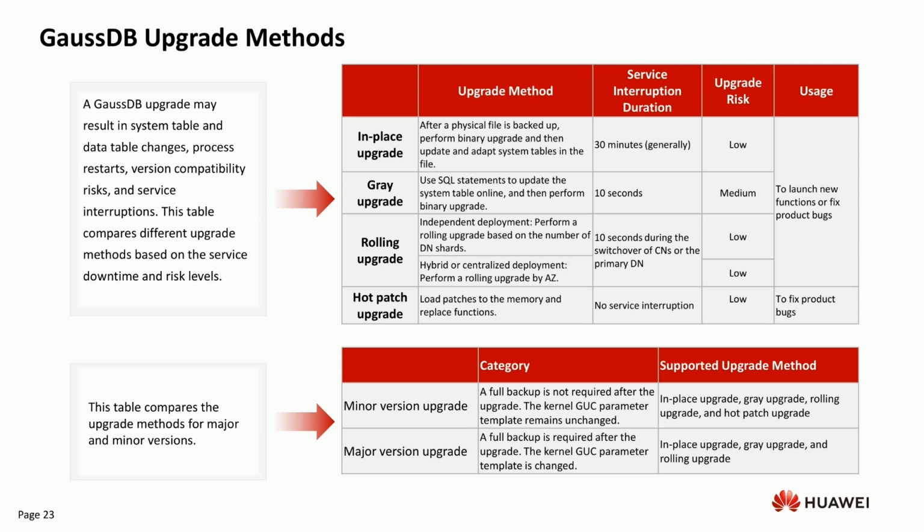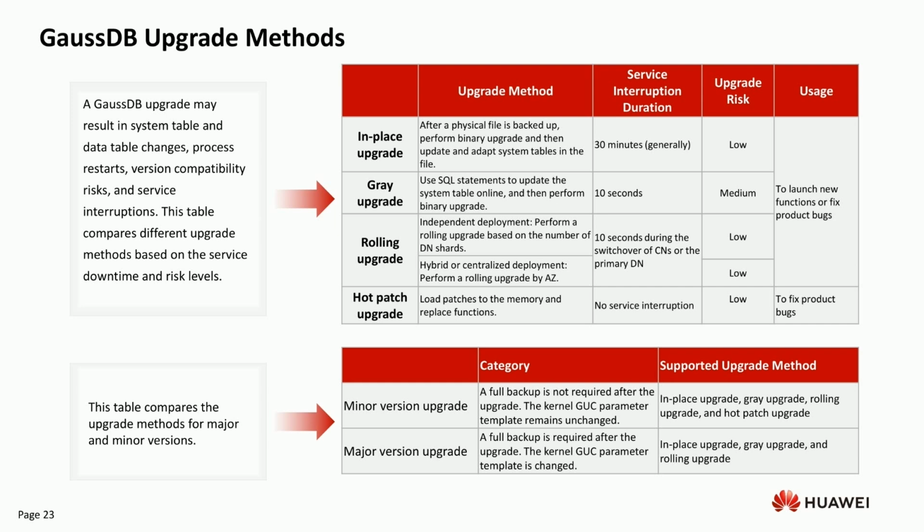For rolling upgrade, you can perform the upgrade based on the number of DN shards, or by AZ. Services will be interrupted for 10 seconds during the switchover of CN, or the primary DN. The upgrade of the kernel can be a minor version upgrade, or major version upgrade.